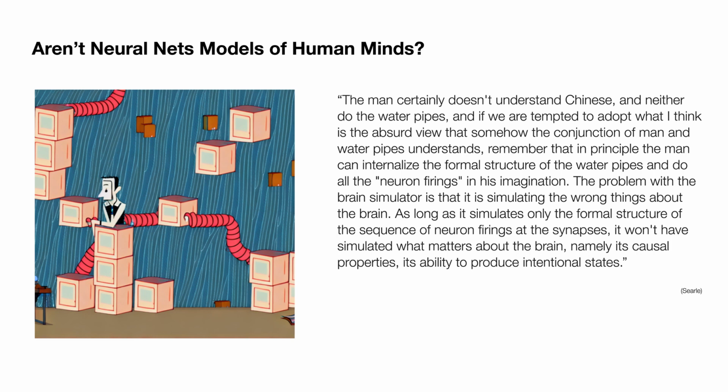The man still certainly doesn't understand Chinese, and neither do the water pipes. And if we are tempted to adopt what I think is the absurd view that somehow the conjunction of man and water pipes understands, remember that in principle, the man can internalize the formal structure of the water pipes and do all the neuron firings in his imagination. The problem with the brain simulator is that it is simulating the wrong things about the brain. As long as it simulates only the formal structure of the sequence of neurons firing at the synapses, it won't have simulated what matters about the brain, which is namely its causal properties, that is, its ability to produce intentional states.